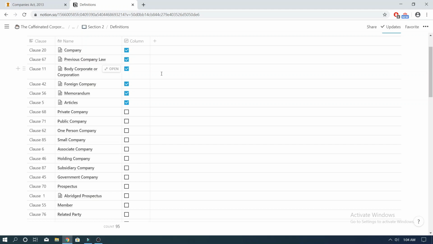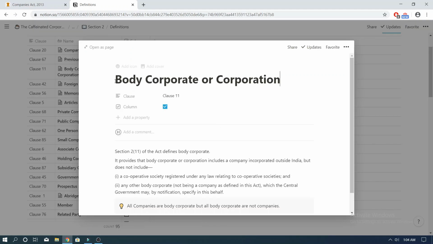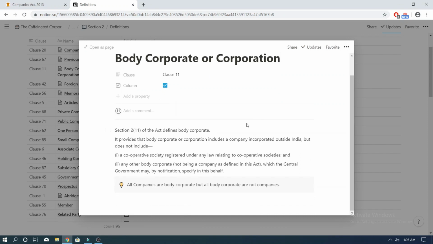BBK Electronics Corporation is a company incorporated in China and manufactures consumer electronics including smartphones. It is in fact the largest smartphone company in India at the moment and is the parent company of popular mobile brands like Vivo, Realme, OnePlus, and Oppo. Now, can we say that this is a company as per the definition of Companies Act 2013? The answer to this question is no, because it is not incorporated under the Companies Act 2013 or under any previous company law. Now, will it fall under the definition of body corporate? The answer is yes. This brings us to our next definition, that is body corporate, which is covered under Section 2 Clause 11 of the Companies Act 2013. It provides that body corporate or corporation includes a company incorporated outside India but does not include 1.